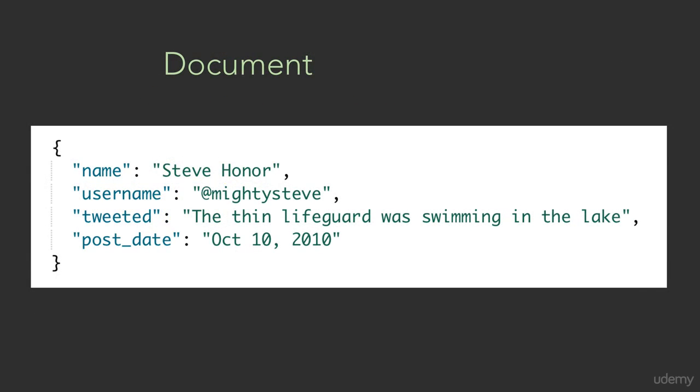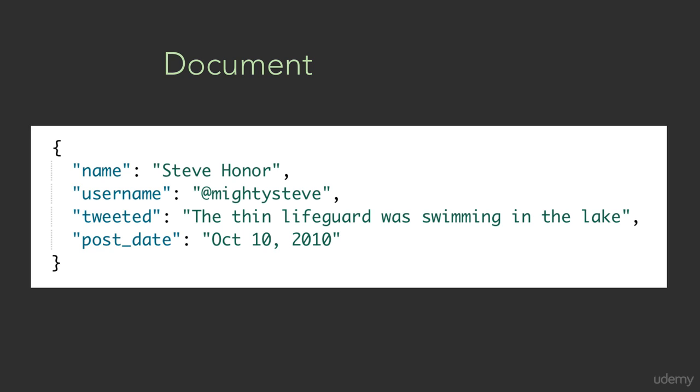But you might be pondering at this point, where exactly is this analyzer applied? The simple answer is it's applied on the document. Every document that is indexed into Elasticsearch goes through some kind of analysis process. So we specify the field that needs to be analyzed. Notice that funny sentence in this document. Consider this a tweet by a person named Steve Honor. Notice his username. These are different fields, and one of the fields he has is called tweeted. That field has that funny looking sentence that I came up with earlier: the thin lifeguard was swimming in the lake.